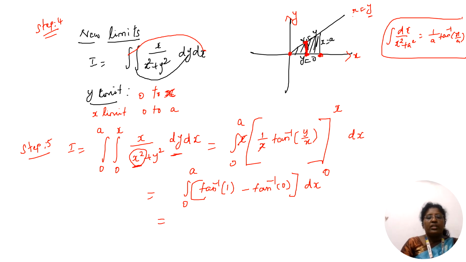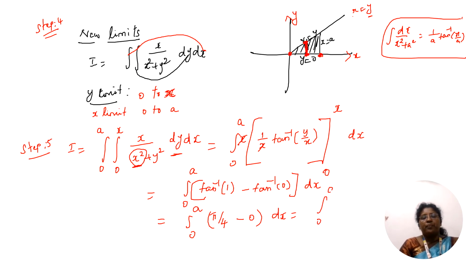So it is equal to integral 0 to a. Tan inverse of 1 is pi by 4, because for tan, for 1 only we are getting pi by 4. Minus tan inverse of 0 is 0. So pi by 4 minus 0 into dx. Pi by 4 minus 0 is pi by 4. So integral 0 to a pi by 4 into dx.